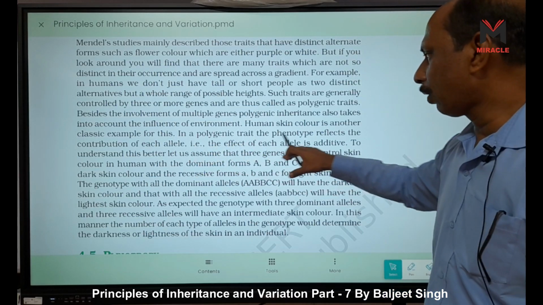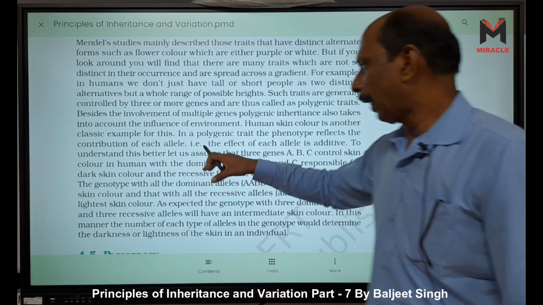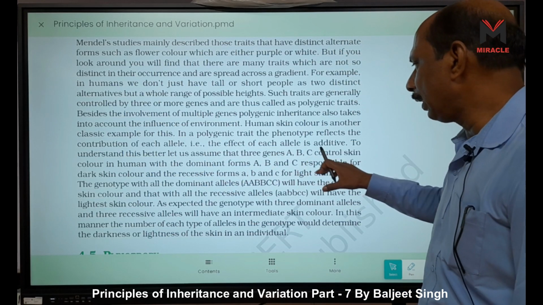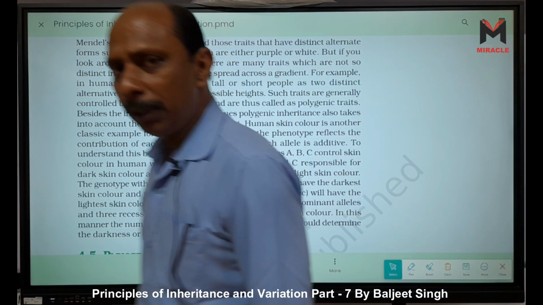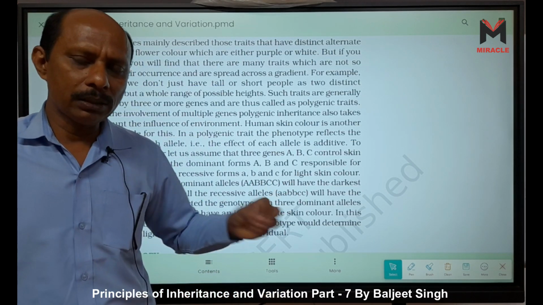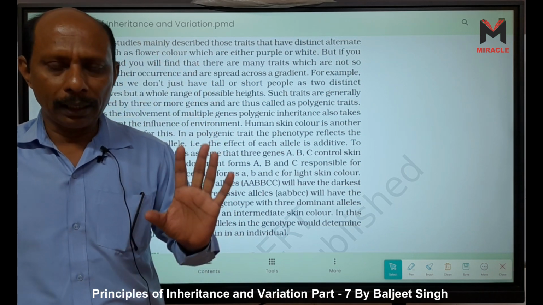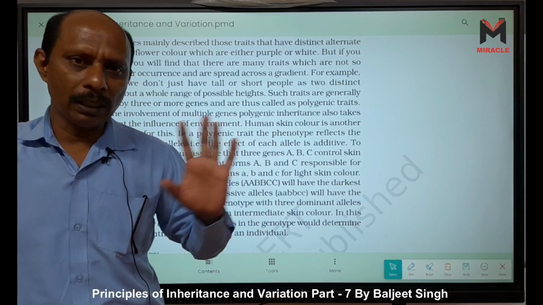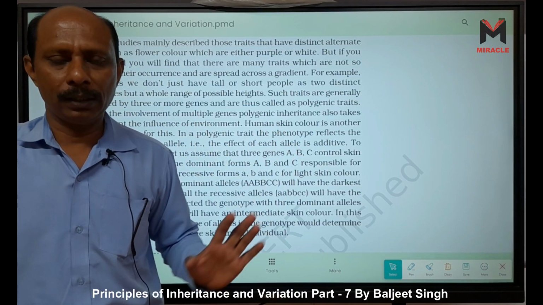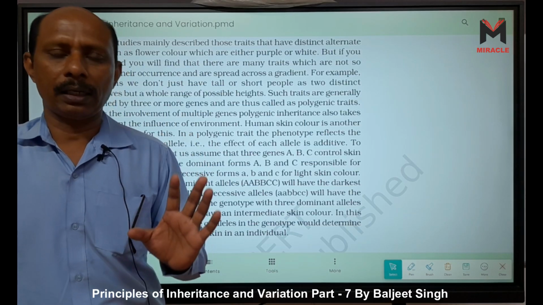In a polygenic trait, the phenotype reflects the contribution of each allele. That means the effect of each allele is additive. Additive means we know dominant character depends on the number. Suppose skin darkness is controlled by 3 genes A, B, C, right? Dominant character means dark character.